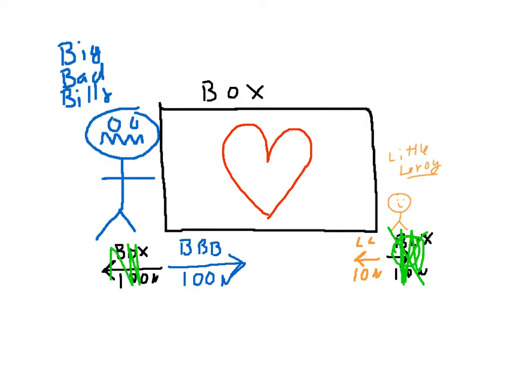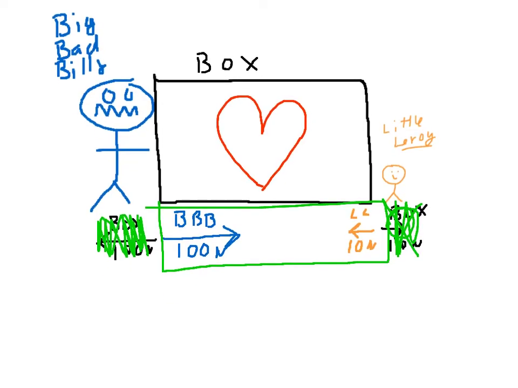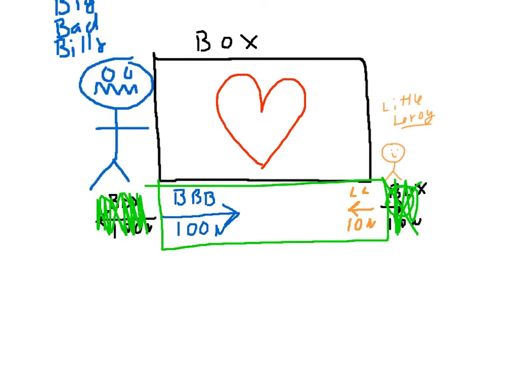This force is the box acting on Big Bad Billy. And now I'm left with these two things acting on the box. So, what happens to my box? Well, slide that up just a little bit. There is a net force of 90 newtons, because you have to subtract 100 minus 10, of 90 newtons pushing on the box to the right, so the box will accelerate to the right.